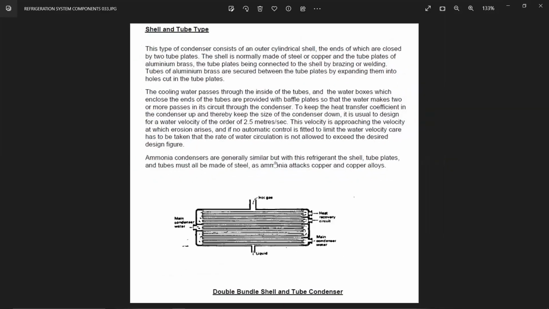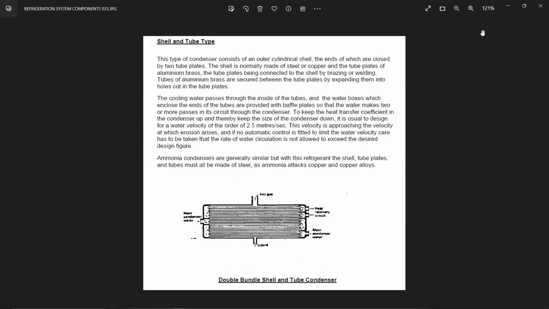Ammonia condensers are generally similar, but with the refrigerant shell, the tube plates and tubes are made out of steel. Ammonia attacks copper and iron. This is the problem.